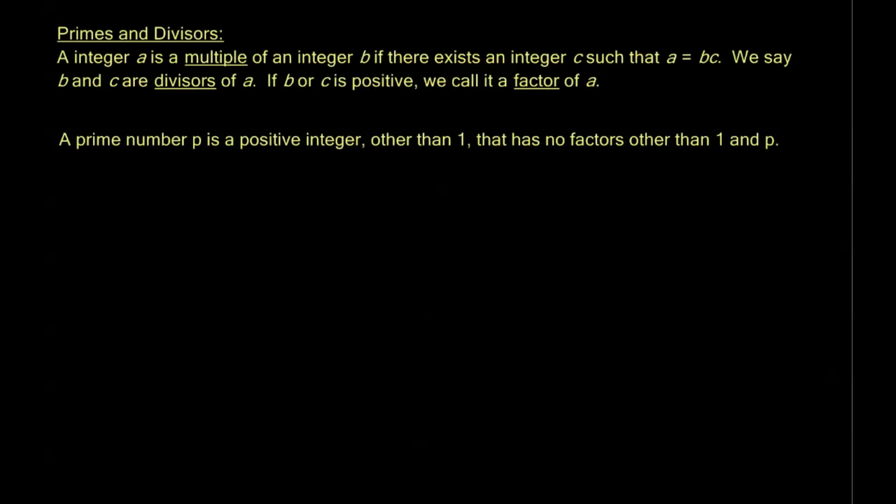Now a prime number p is a positive integer other than 1 that has no factors other than 1 and p. Notice I say no factors because of course every number is going to have more divisors than 1 and p, because it's going to have -1 and -p as divisors. But -1 and -p are not factors, so we're okay there, right?